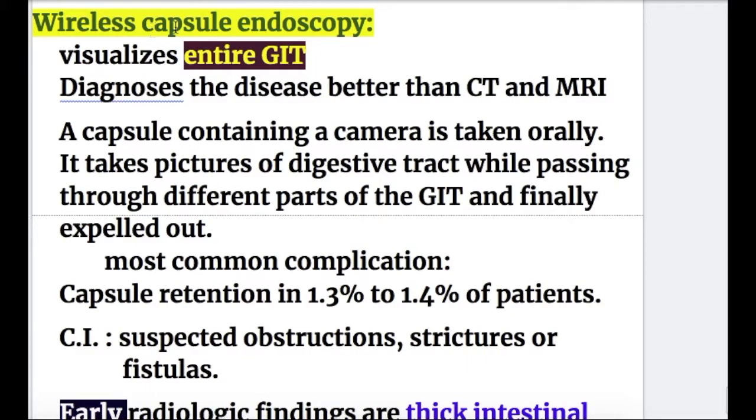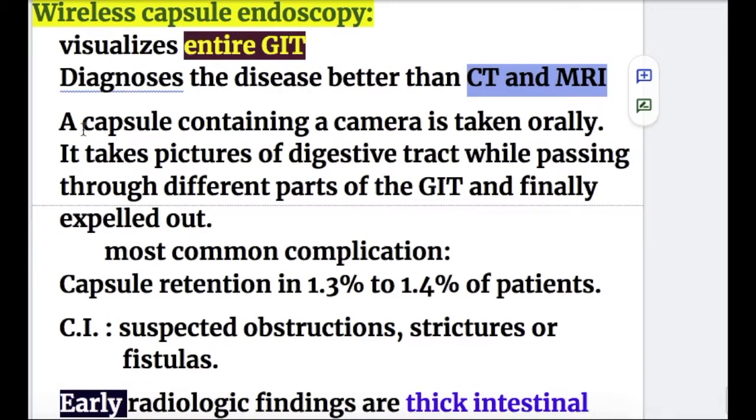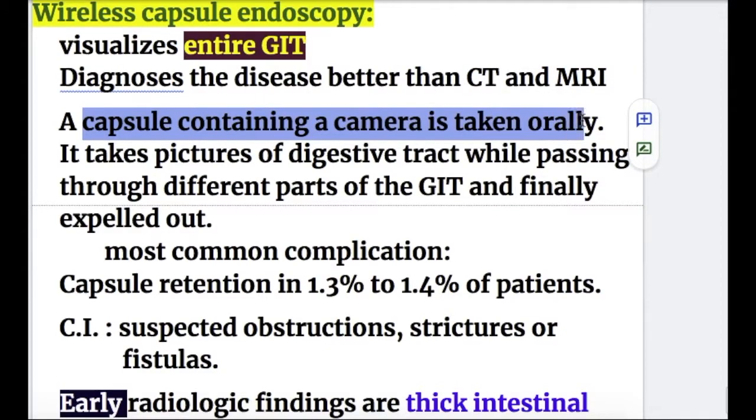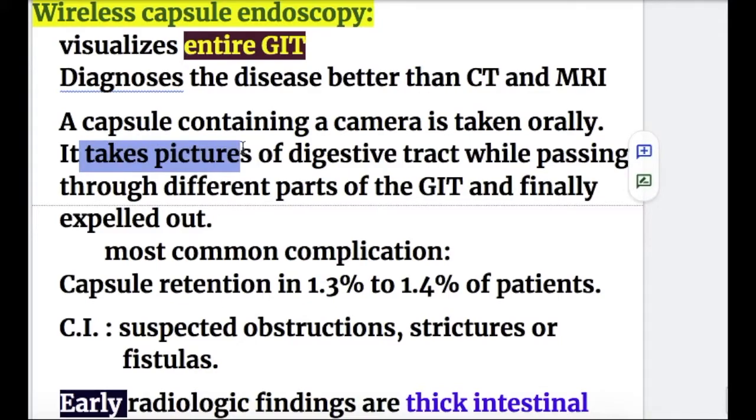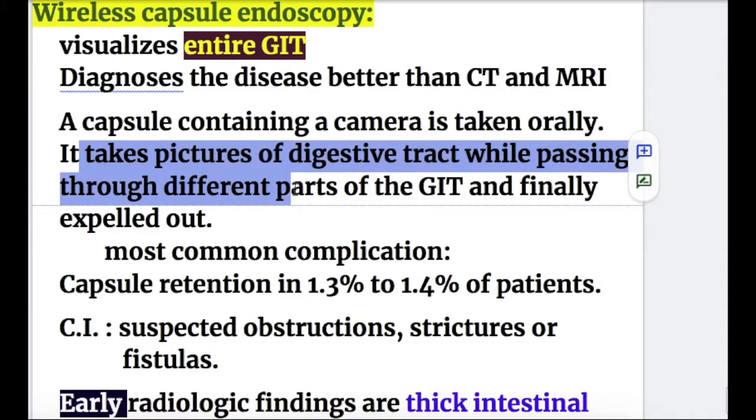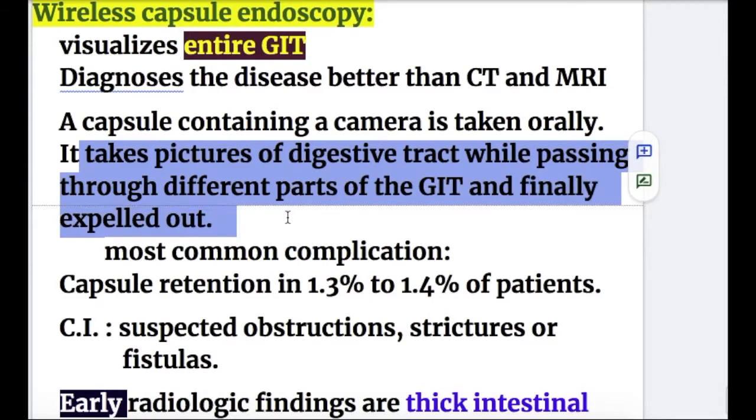Now, capsule endoscopy. Barium studies are now being replaced with a camera. So this capsule endoscopy visualizes the entire GIT and diagnoses the disease better than CT and MRI. So the capsule containing a camera is taken orally or ingested. The camera takes pictures of the digestive tract while passing through the different parts of the GIT from the esophagus to the anus, and finally it's expelled out.